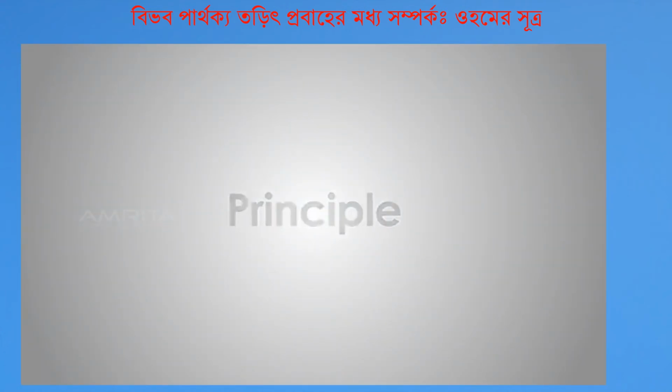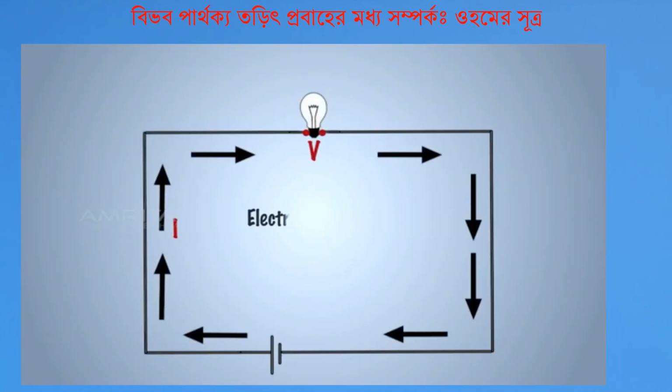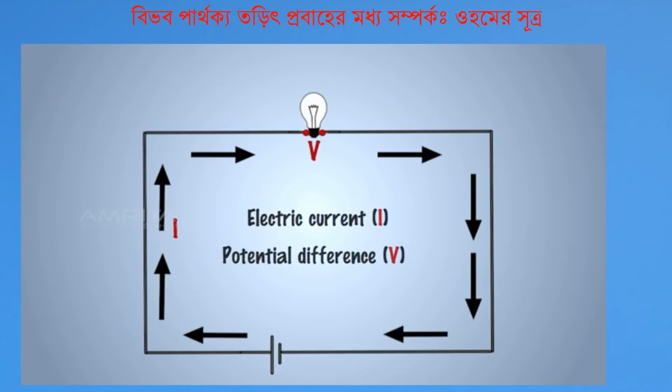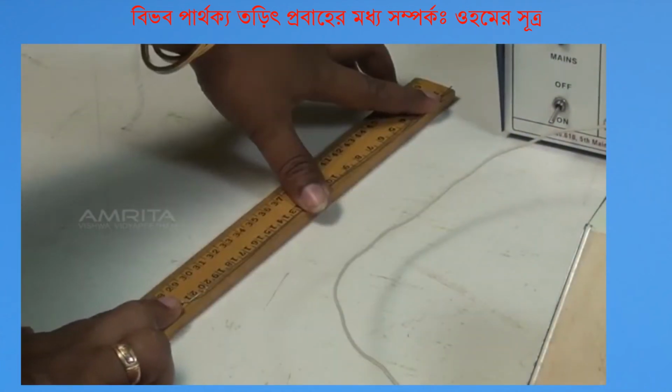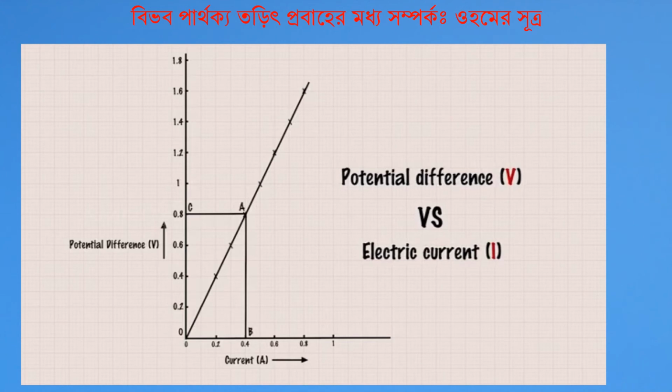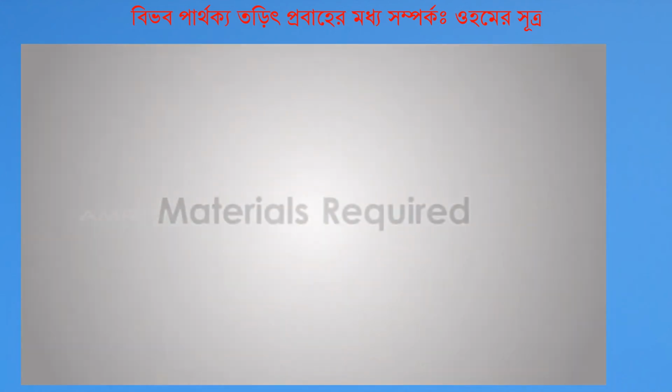Principle: if I is the current flowing through the conductor and V is the potential difference across its ends, then according to Ohm's law, V is equal to RI, where R is the constant of proportionality. It is known as the resistance of the conductor. Or V by I is equal to R. The aim is to find the resistance by plotting a graph of potential difference versus current.